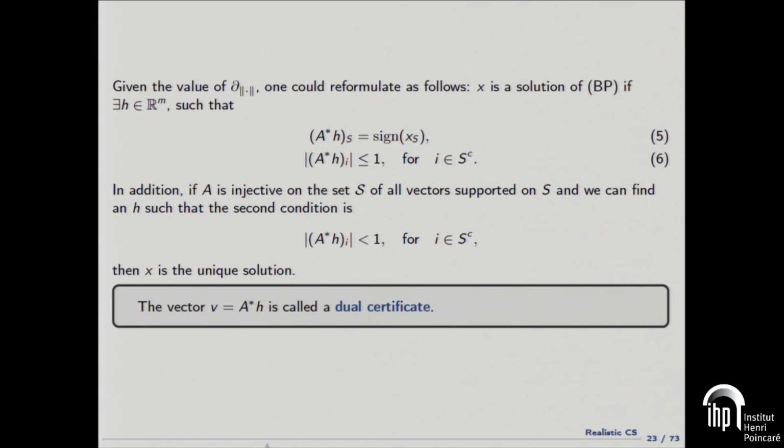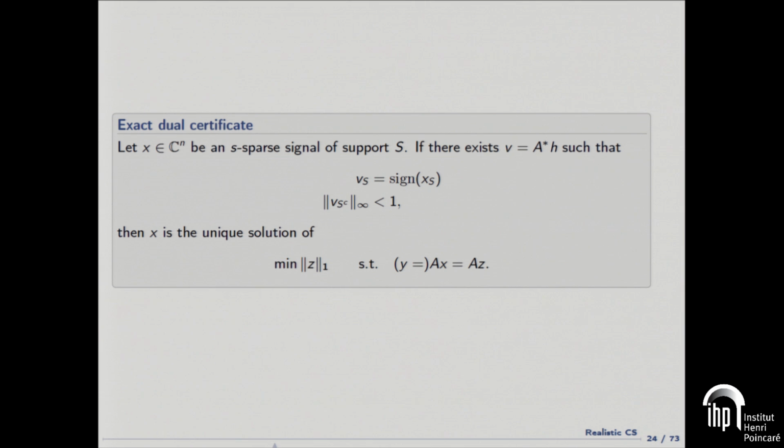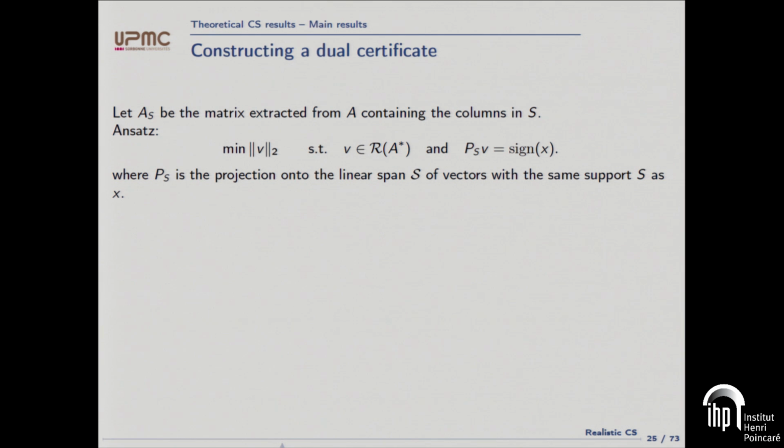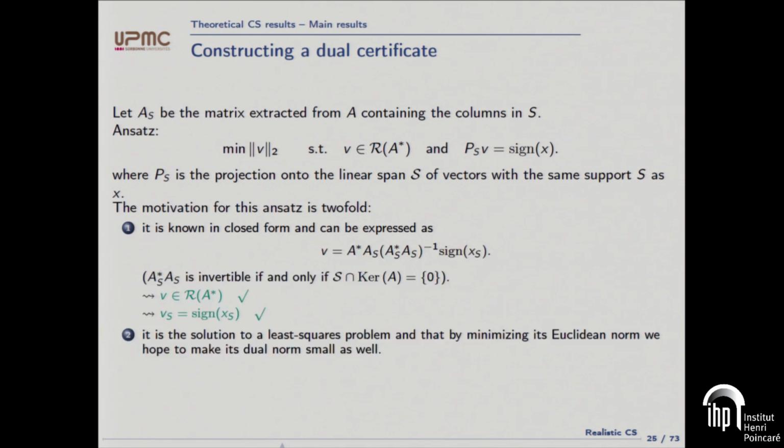So all the thing in the proof is to be able to construct such a dual certificate. Okay, so I will skip this part. The thing is, you're going to want to construct a dual certificate. There is one which is really nice. This is the one with the minimum L2 norm, okay?